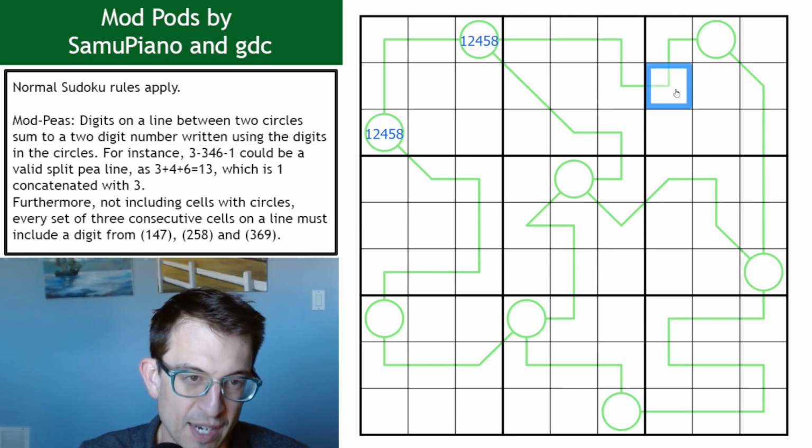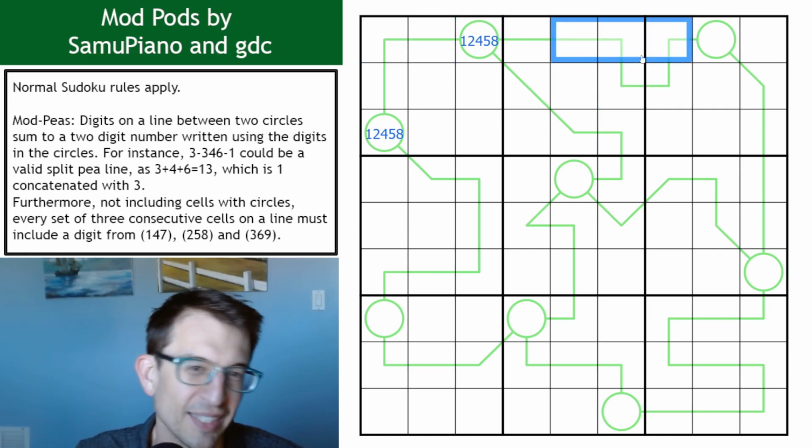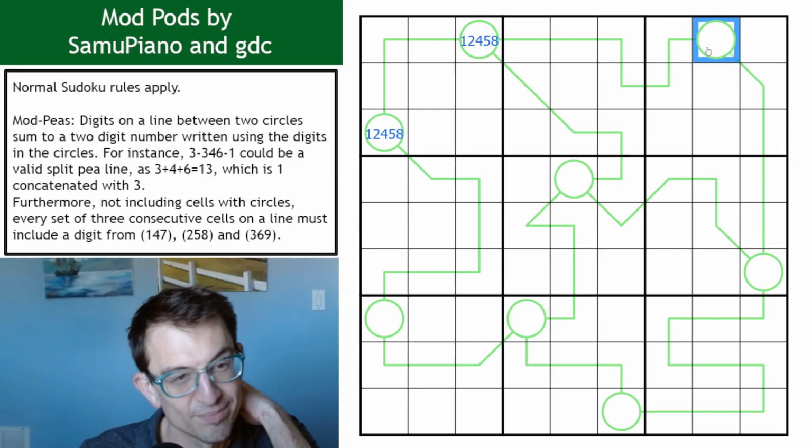I could put another 9 here. Wait, could I put another 9 here? Yeah, these could both be 9. And then that would get us to, what did I say, 44. So 42 is the most we could be. That still gets every digit here, so I don't have to do that.